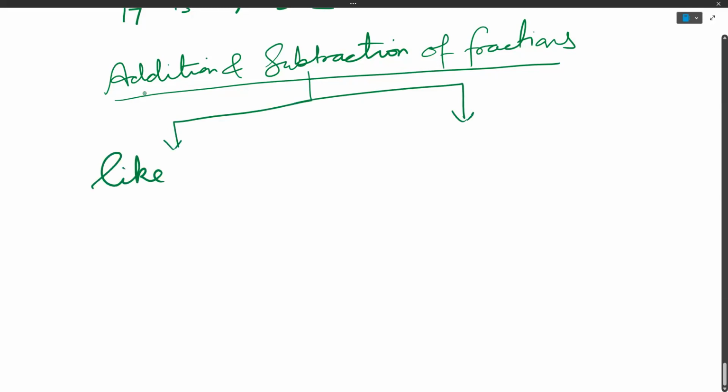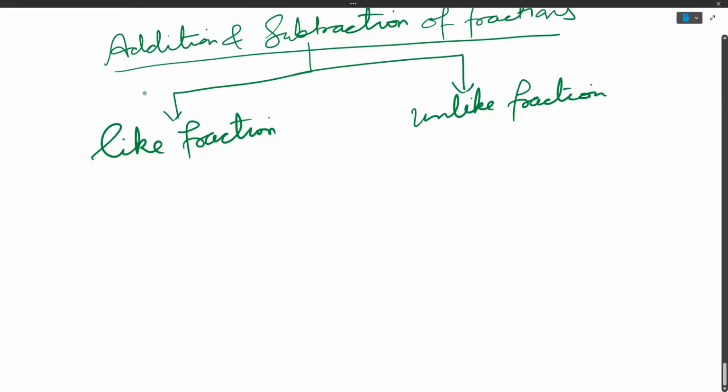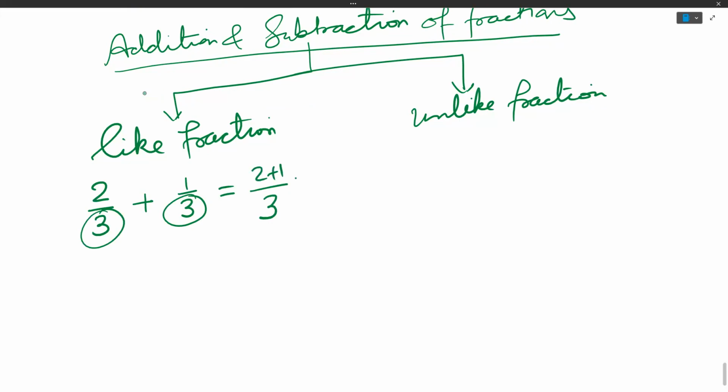See, how to add the like fractions? Very easy. How to add the unlike fraction? It is little tough, little difficult. So children, let these two are like fractions. Like fractions are those whose denominators are same, equal. So how to add the like fraction? Very easy. Just write the same denominator, and add both the numerators. 3/3. 3/3 is nothing but 1. Understood, children?